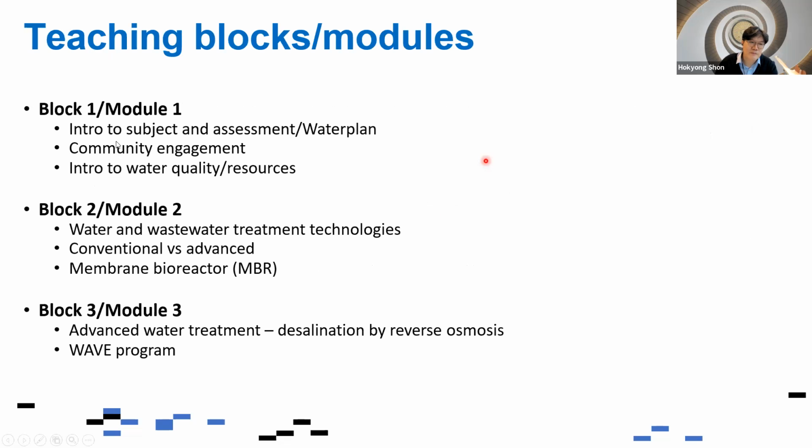So block 1 is the introduction to the subject, and then assessment, water plan, and community engagement, and an introduction to water quality and resources. Block 2 is more about water and wastewater treatment technologies, conventional versus advanced, and we will mainly focus on how we can design a membrane bioreactor.